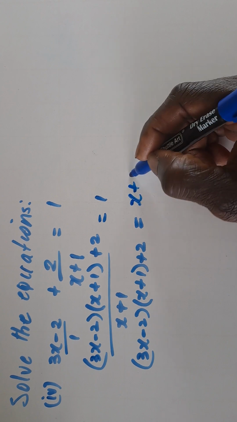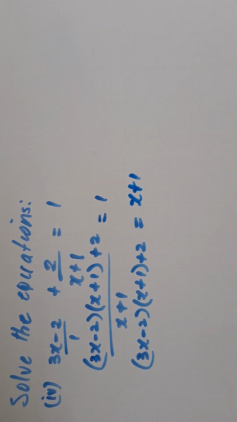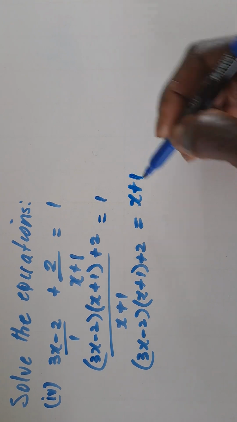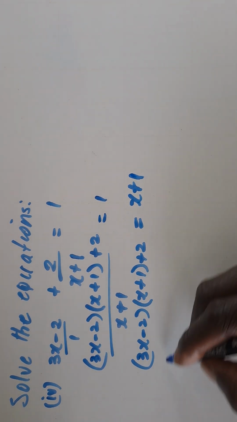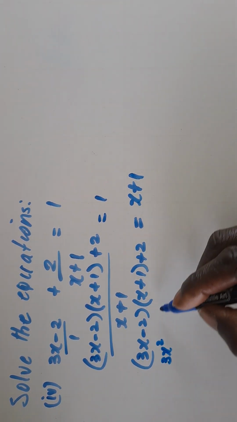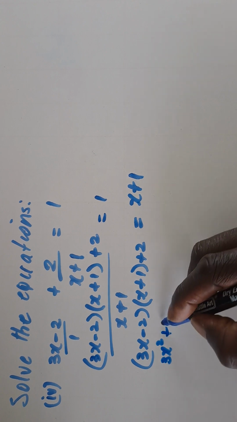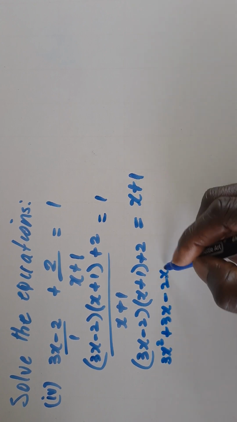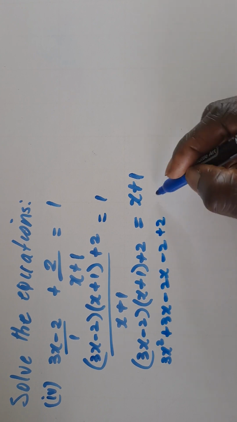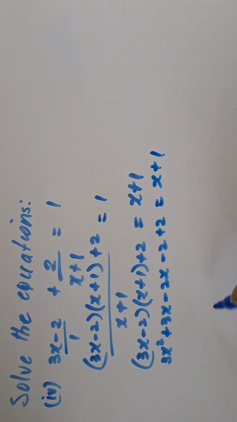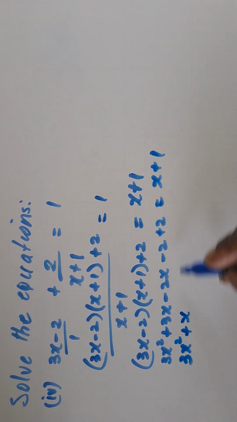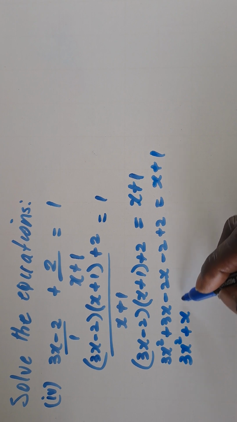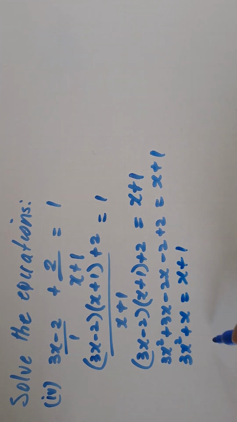x plus 1. x plus 1 times 1 is x plus 1. Now we can simplify and then see how we go about solving this. So we clear the brackets, we have 3x squared plus 3x minus 2x minus 2 plus 2 is equal to x plus 1. And this gives us x, this is 0, equal to x plus 1.